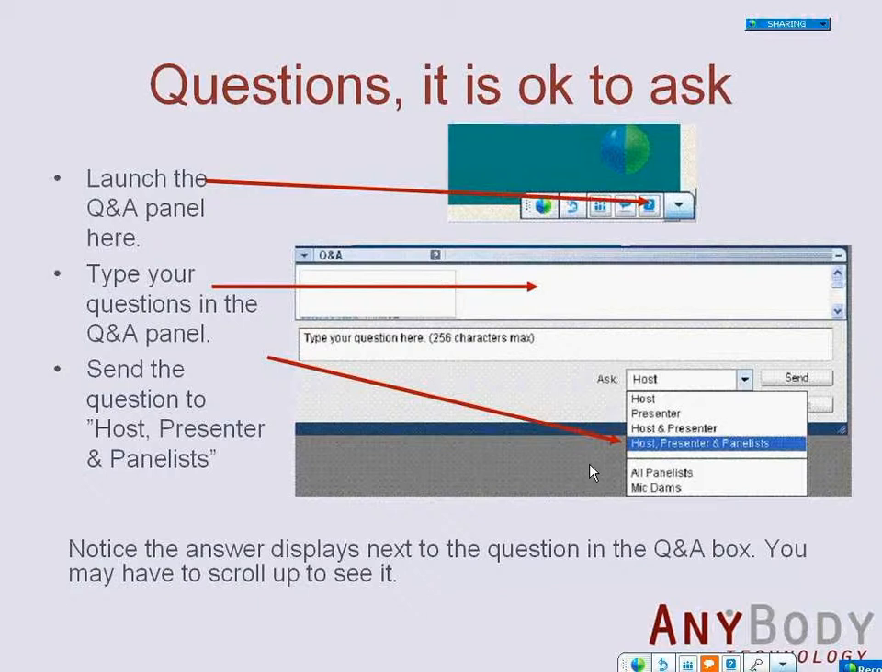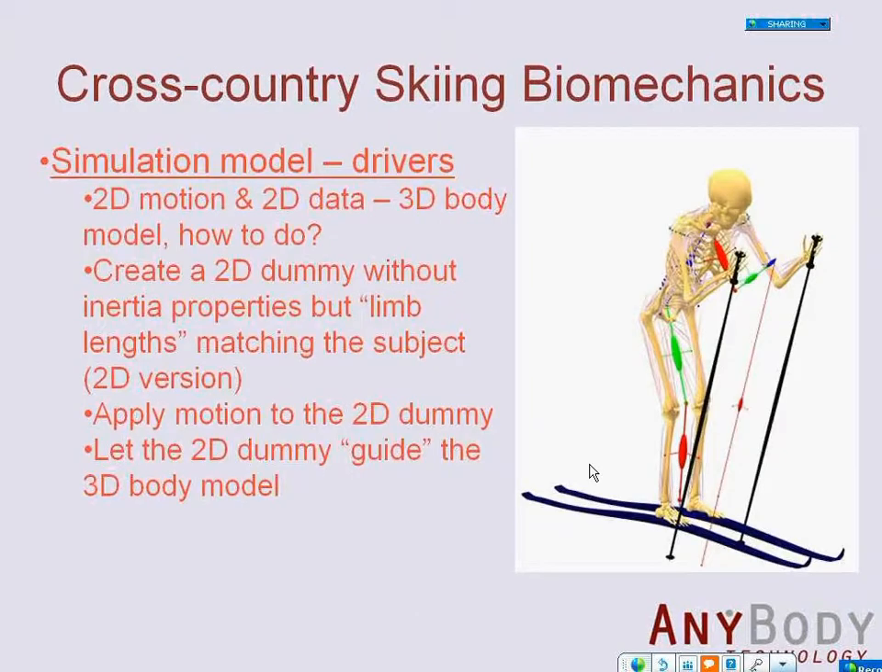Let's move on. Simulation model, drivers: 2D motion and 2D data, and a 3D body model. How to do? Well, create a 2D dummy without inertia properties, but with limb lengths matching the subject, the 2D version of the subject. Then apply motion to the two-dimensional dummy, and then let the 2D dummy guide the 3D body model.